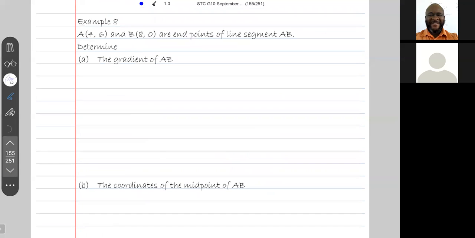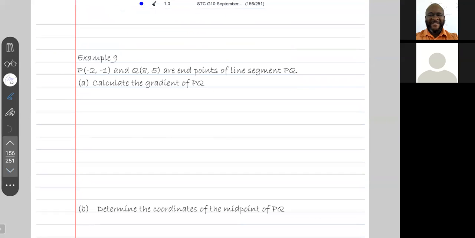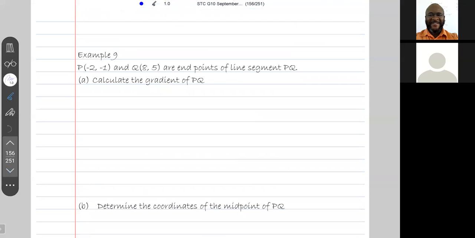All right, so this was example 8. I'm going to do example 9. I'm going to try and give you an illustration so that you get an appreciation of what you're being asked. So I'm drawing a sketch. I want you to have a mental appreciation of what you're being asked to do. Y and X.